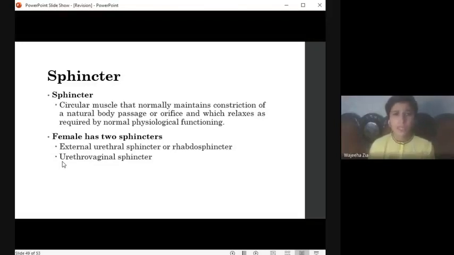But when we talk about the female, there are two different sphincters. One is the urethral sphincter, and the second one is the vaginal sphincter. In the case of male, there is one sphincter, but in the case of female, as I told you, there are two different openings: the vaginal opening and the urethral opening. So it has two different sphincters. One is for the urethra for stoppage of urine, and the second one is for the vagina.